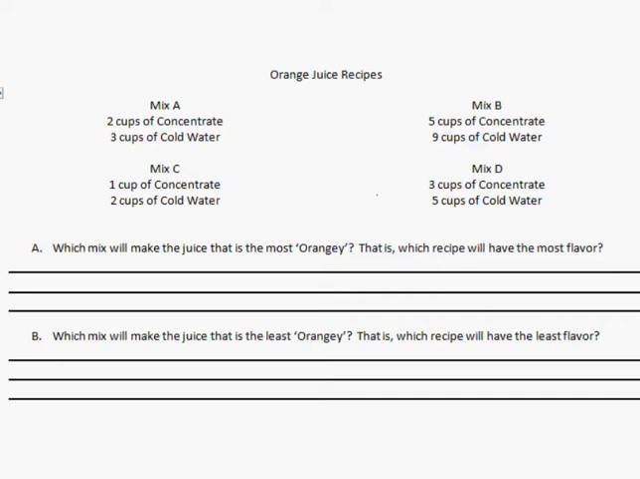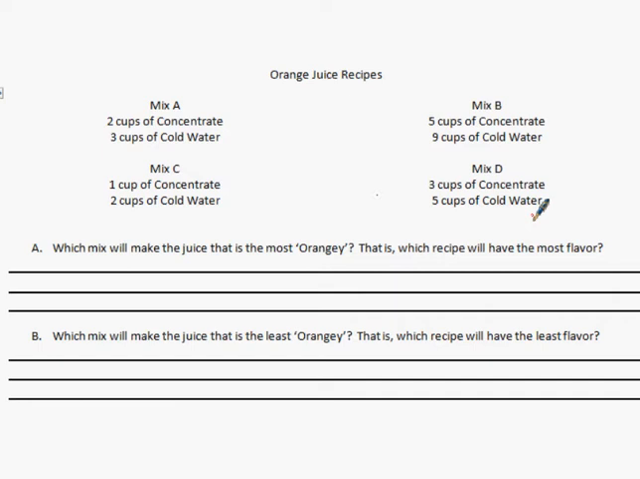So, we have 4 different mixes. Mix A, 2 cups of concentrate, 3 cups of cold water. Mix B, 5 cups of concentrate, 9 cups of cold water. Mix C, 1 cup of concentrate, 2 cups of cold water. And mix D, 3 cups of concentrate, 5 cups of cold water.